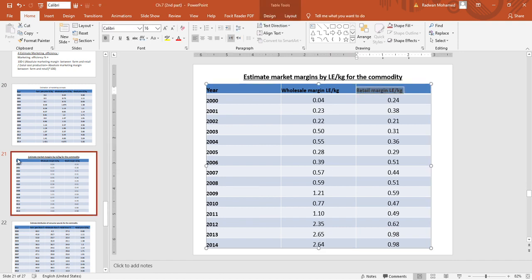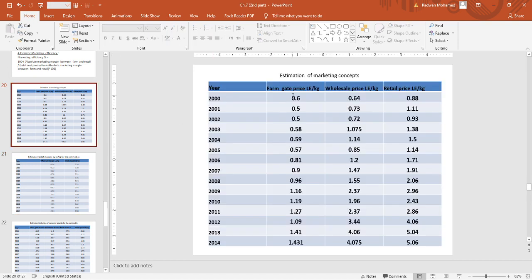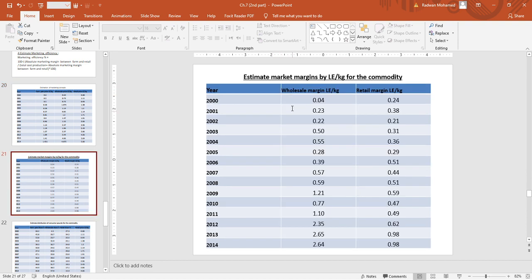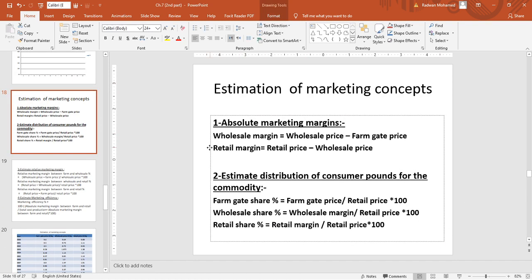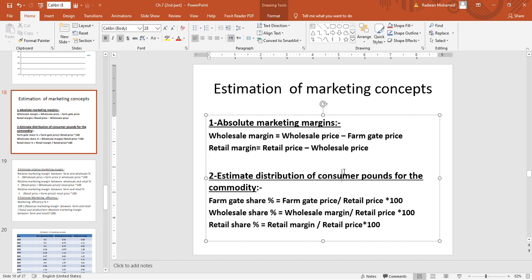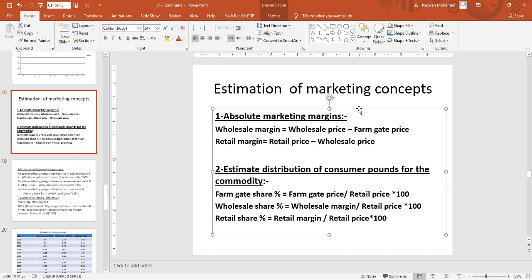Go back to the laws. If you want to calculate in a column, please go back to the laws. This table is given. I will give you the farm gate, the wholesale, and the retail, and I'm asking you to calculate this one and this one, the wholesale and retail margin. I calculated the wholesale, so I want to calculate the retail margin. What is the retail margin equal to? Retail price minus wholesale price.